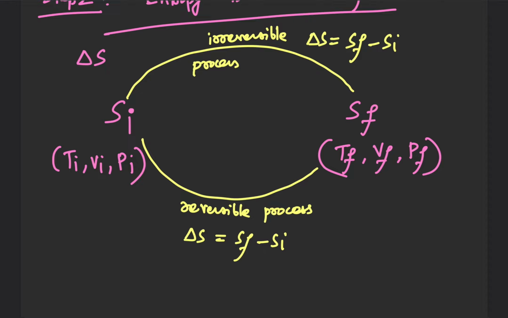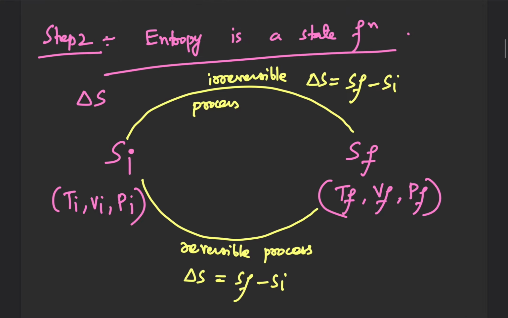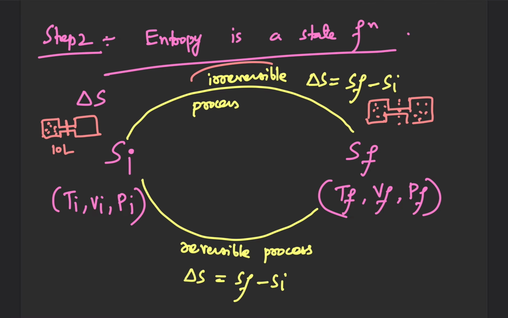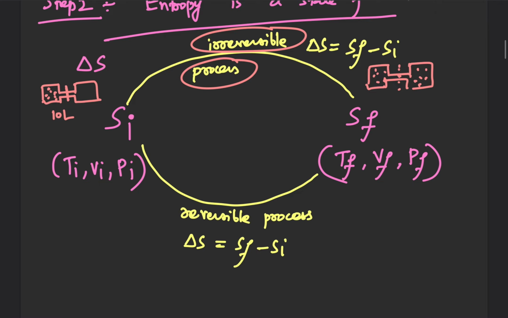So if we devise a hypothetical reversible path between the same two states, that is Ti, Vi, Pi, and Tf, Vf, Pf, it will give the same value for the change in entropy. Delta S will be the same whether it is an irreversible process or a reversible process. Actually, what is happening in the irreversible process: we have a thermally insulated container with a partition initially and a 10-liter volume, and finally we open the partition and the gas spreads out. This is our irreversible process. We will imagine a hypothetical reversible process.